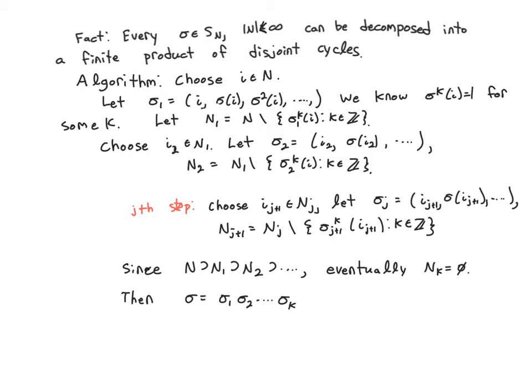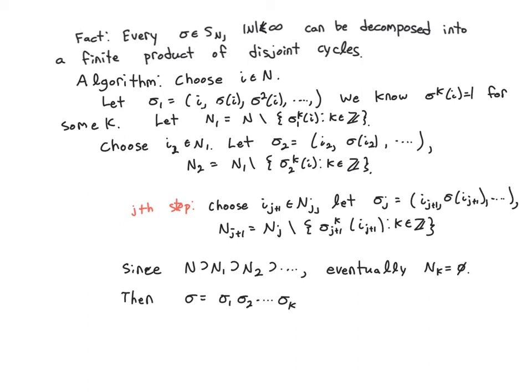And why are they disjoint? Okay, that part needs a little bit of an argument. But it's at least clear that you have written sigma as a product. You at least have these cycles. So the only thing you need to claim is that sigma is a product of these cycles and they are disjoint.